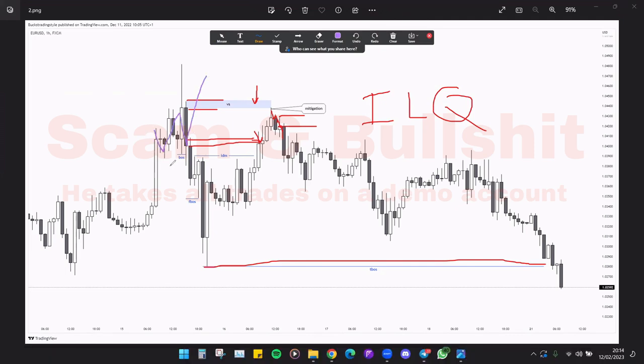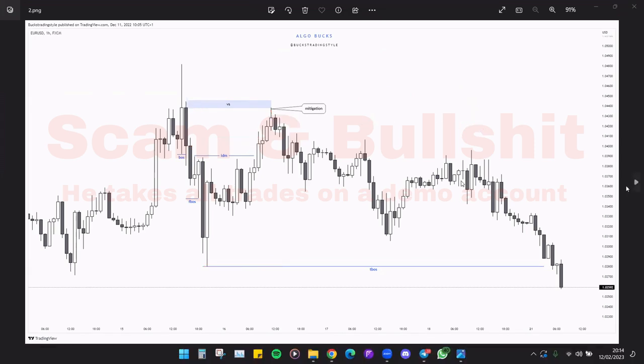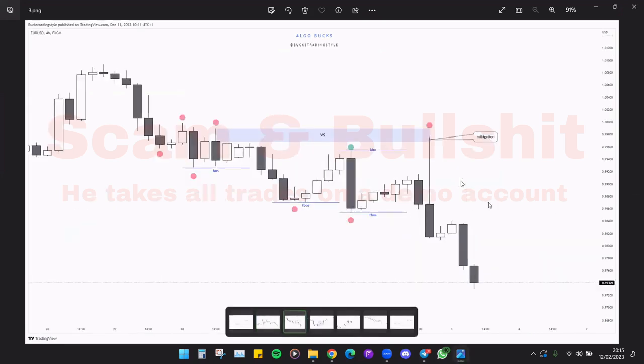Yeah, it's just the same thing. The inducement. Okay. So let's look at the next image. And remember, the inducement liquidity must be an external structure point. So let's look at the next example.